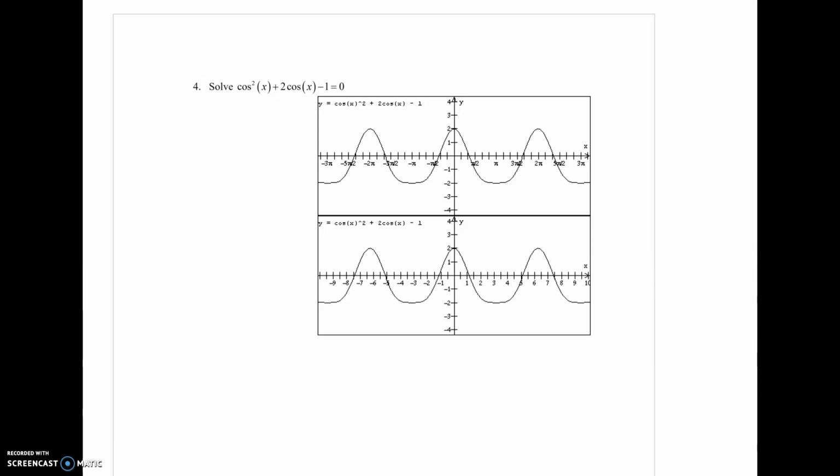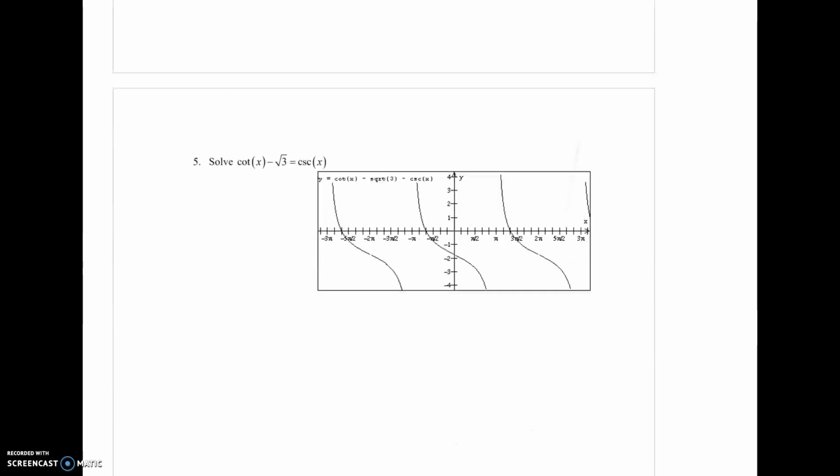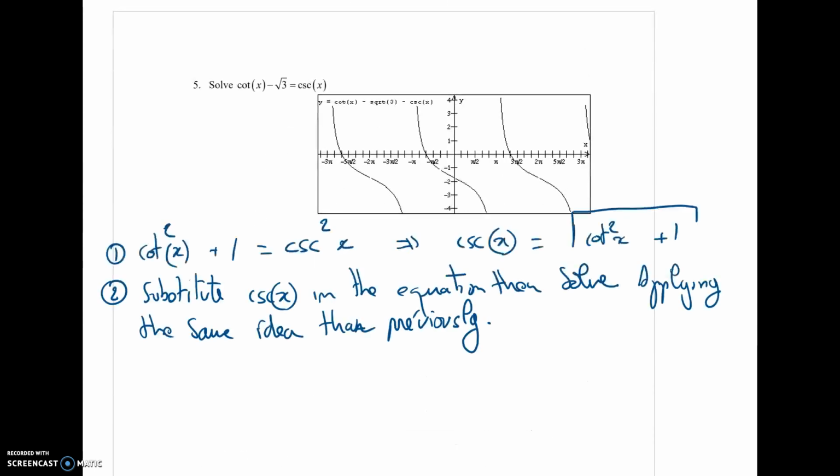Same idea. It's not because you are dealing with a cotangent and cosecant that it's different. So let me just give you a hint, and then we move on for this problem number 5 right here. All right, so guys, first you need to transform cosecant in terms of cotangent. So you follow step number 1. And then you are going to substitute the expression of cosecant you found right here inside your equation, and then you will solve the equation applying the same methodology as previously.